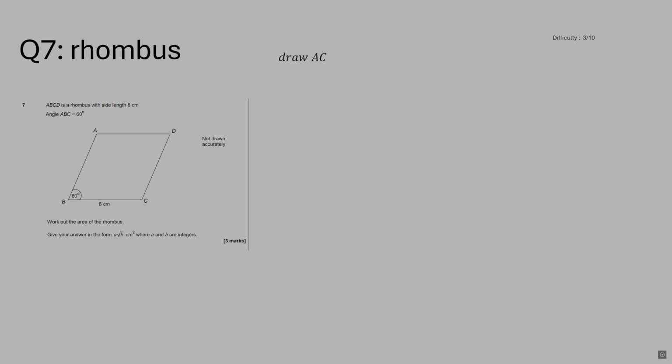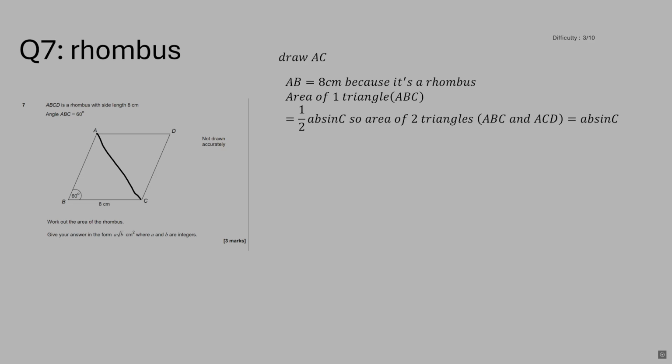So firstly we're just going to draw AC because this is important for finding the area. We know that AB is 8 because it's a rhombus, because all the sides are equal. Then you just find the area of this triangle here, ABC, and then multiply it by 2, because this is the other triangle here, it's the exact same, and you just do this, and this is the area.